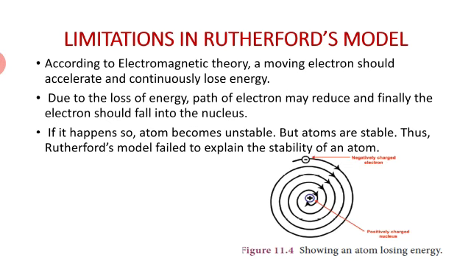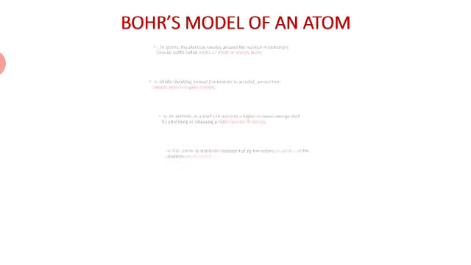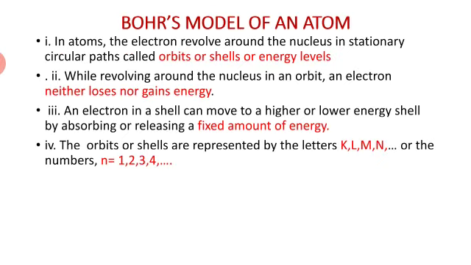After that, Bohr's model was developed. In 1913, Niels Bohr, a Danish physicist, explained the causes of the stability of the atom in a different manner. The main postulates are: in atoms, the electrons revolve around the nucleus in stationary paths called orbits, shells, or energy levels.